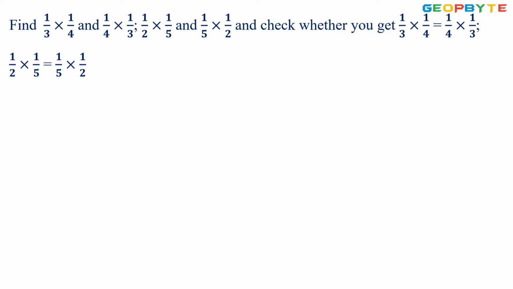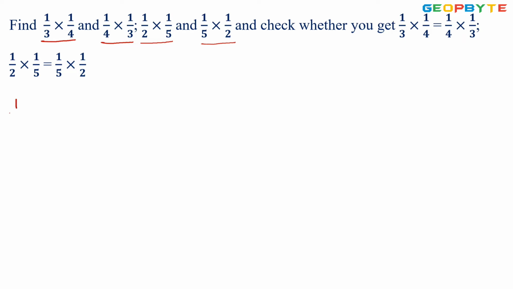So here in the given question, they are giving two fractions. This is one multiplication and this is one more. So we need to compare these two, whether we are getting the same result for both. Similarly, for this one, we need to perform the multiplication, and for this one also. After that, we need to check whether both multiplications produce the same result or not. So let us go with the first one.